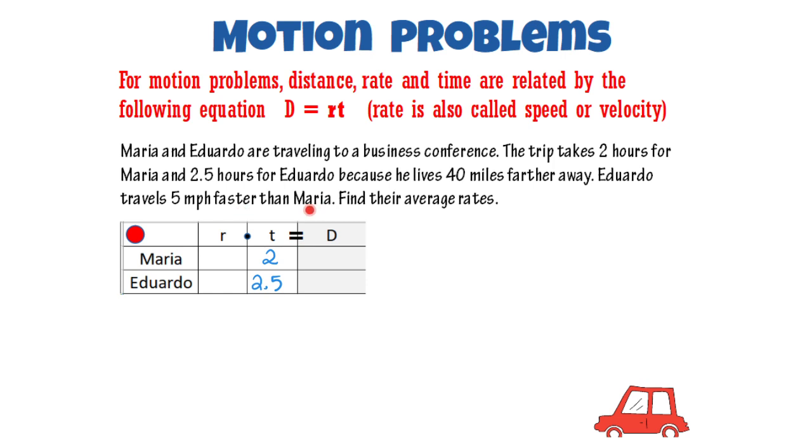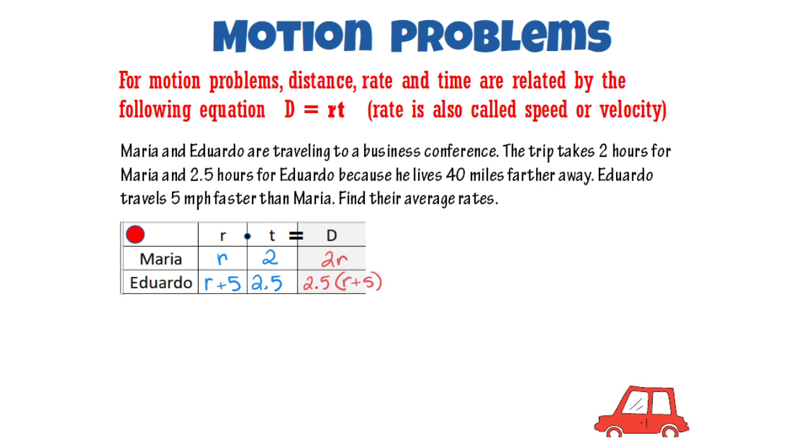Do you know how fast Maria is going? No, we do not know. So I'm going to put Maria as an R for rate, which means Eduardo is her rate plus 5. Once you get those 4 boxes filled in, now you're just doing rate times time equals the distance. So this distance is going to be 2r. Eduardo's distance is going to be 2.5 times r plus 5.